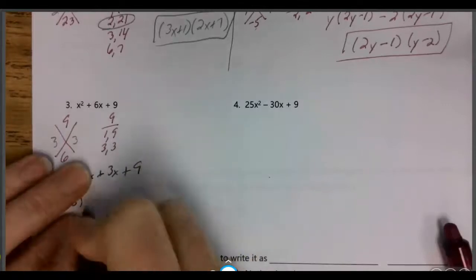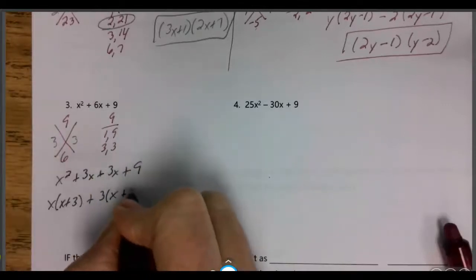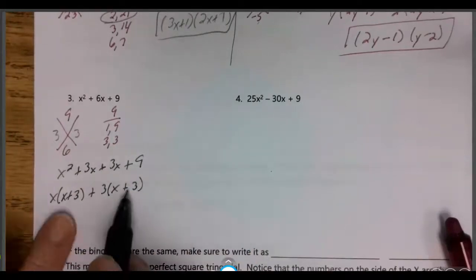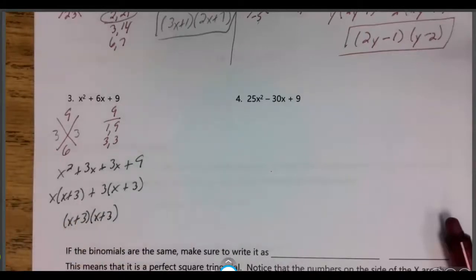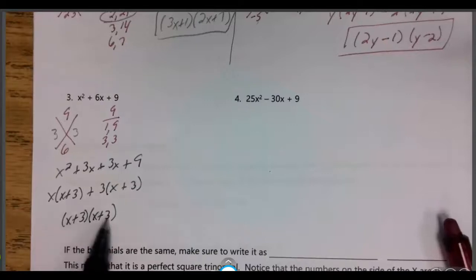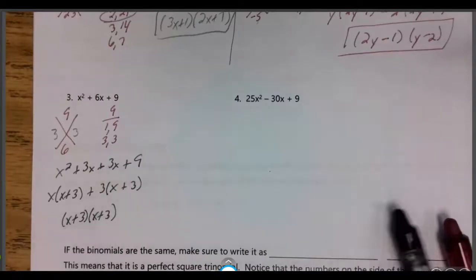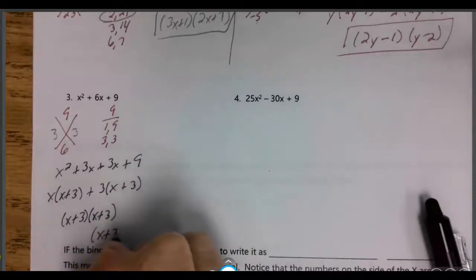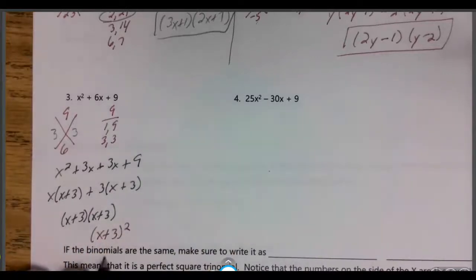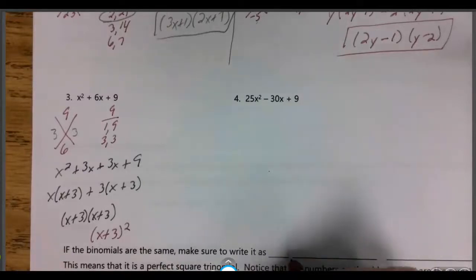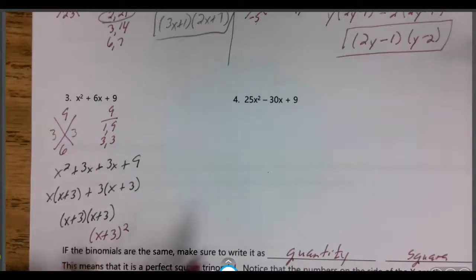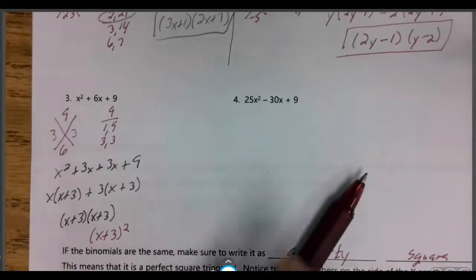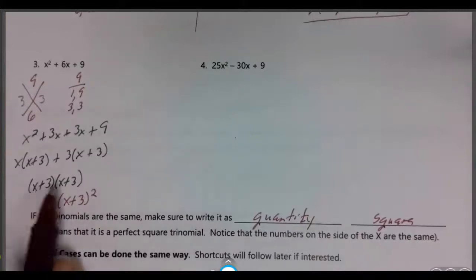Remember, you can pause your screen at any time and just try this and see if you're remembering it, and then come back in. Now what's in the parentheses is the same, so I get x plus 3 and x plus 3. Whoa, got the same thing. If I get the exact same thing in the parentheses, then I need to write it as x plus 3 quantity squared. If the binomials are the same, make sure to write it as quantity squared.